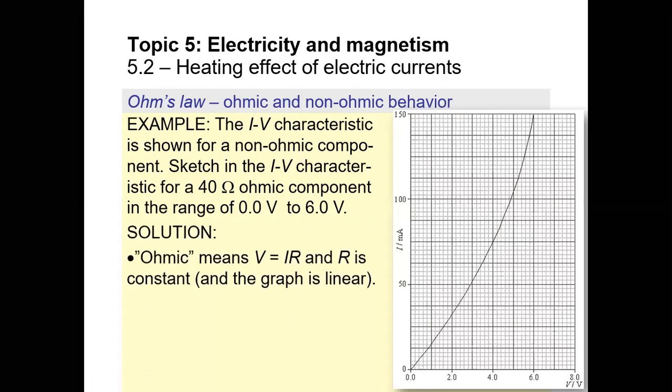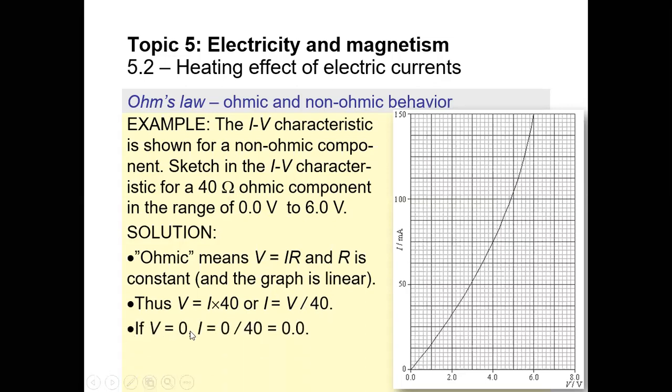As we know that V equals IR. If R is constant, because it's written over there, R is 40 ohm, so it is constant. So the graph should be a straight line, and you will see how it is a straight line. V equals IR. R is 40, so I is equal to V by 40. I just rearranged from this equation, V equals IR, R is given 40, so you will write I is equal to V by 40.